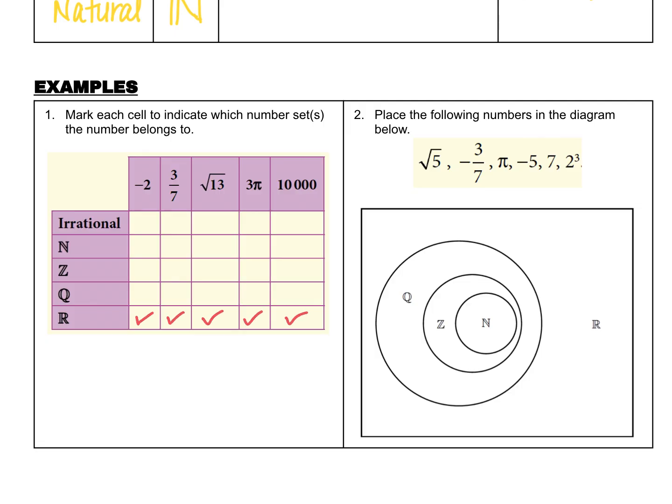Okay? Then next we want to write down all of the numbers that can be written as fractions. So I know -2 written as a fraction is -2/1. So yes, it is rational. 3/7, of course, it is a fraction already, so it is rational.